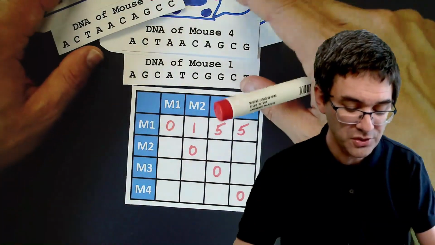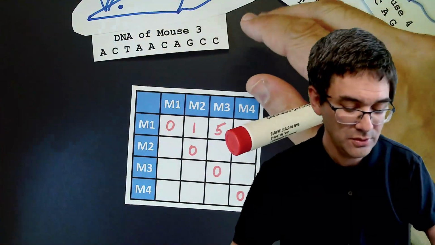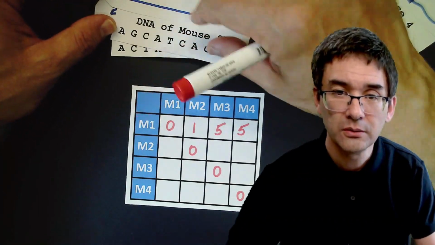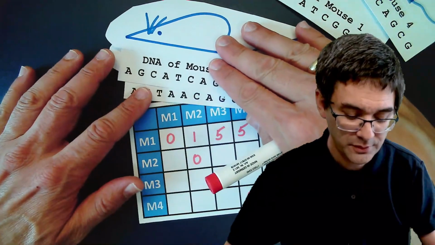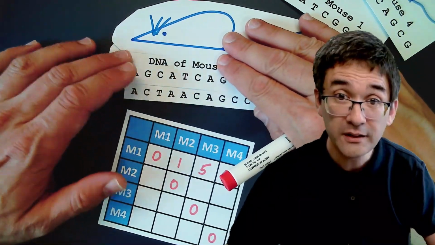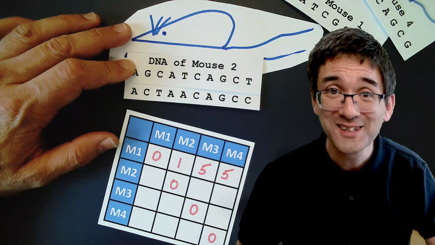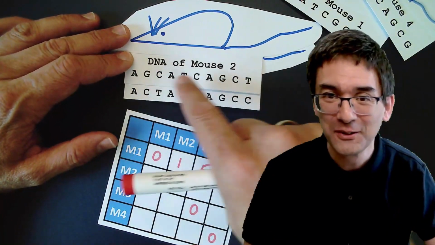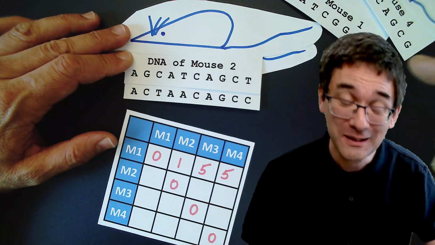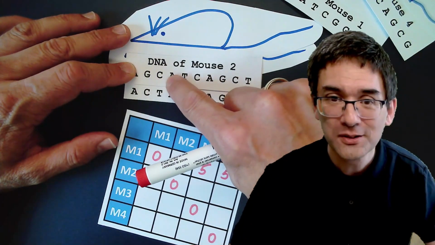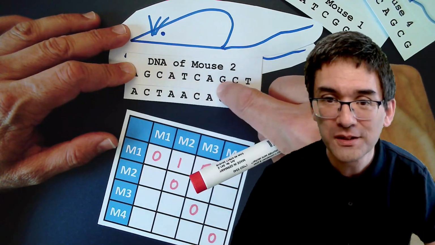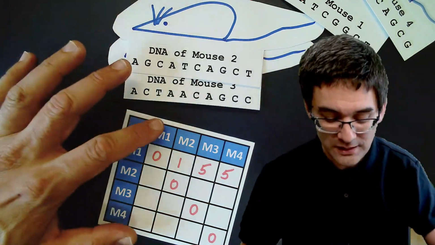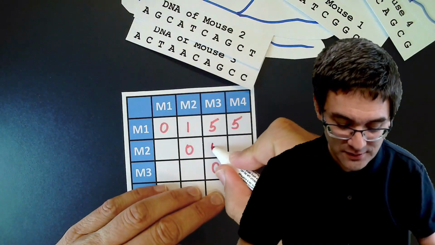Mouse 3 and mouse 2. So 3 and 2 over here. Let's move this again a little bit further down. By the way, in case you don't know, scientists have computer programs these days that do that for them, because they're not just comparing 10 bases, but maybe millions of them. So there's one difference, two differences, three differences, four differences. So 3 and 2 is 4 differences.